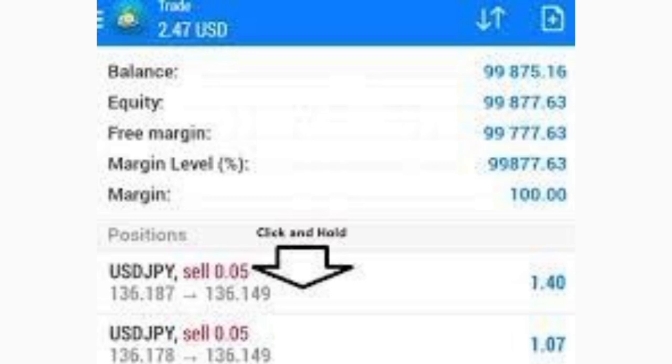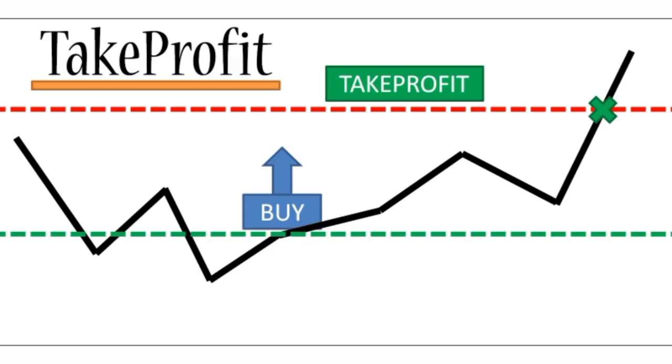I hope you're able to understand this, because if you add your margin with your free margin, it's going to give you your balance by the time you add it with the profit. So that is what we have here, which is 998.77. Now you want to take profit when you already set your buy.